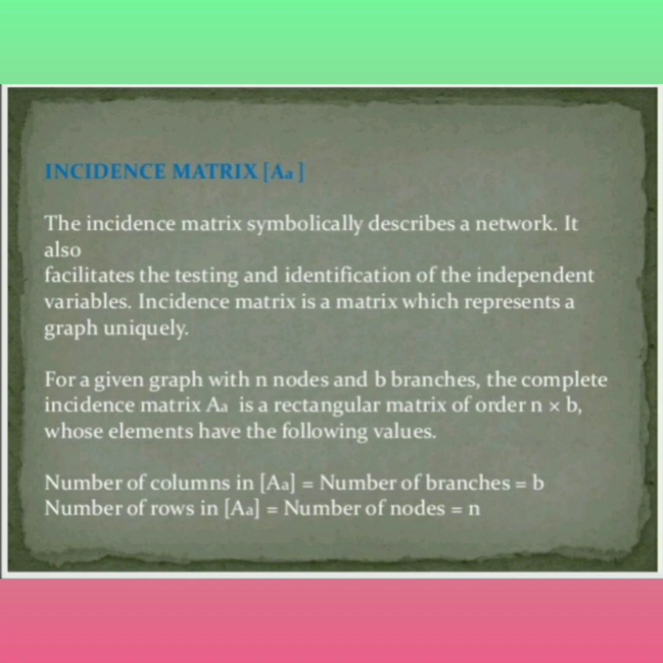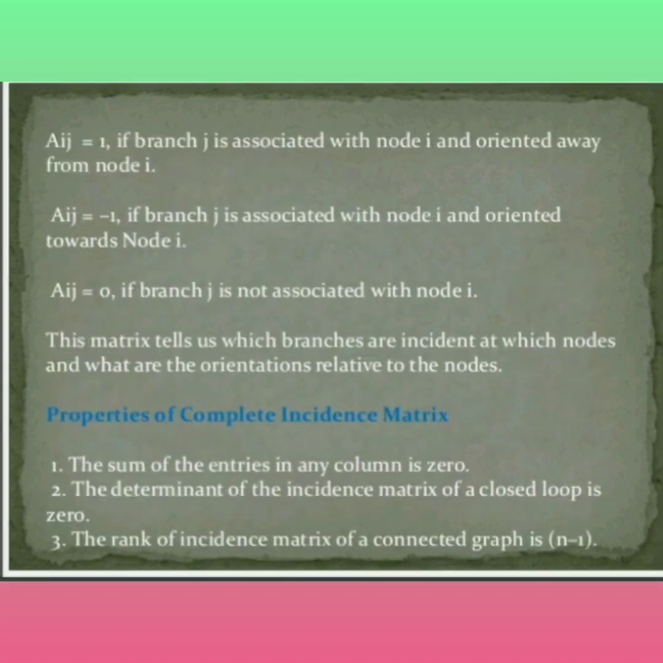The number of columns in A is equal to the number of branches b. The number of rows in A is equal to the number of nodes n. Aij is equal to 1 if branch j is associated with node i and oriented away from node i. Aij is equal to -1 if branch j is associated with node i and oriented towards node i. Aij is equal to 0 if branch j is not associated with node i. This matrix tells us which branches are incident to which nodes and how they are oriented relative to the nodes.